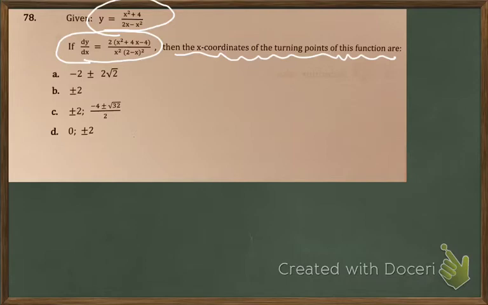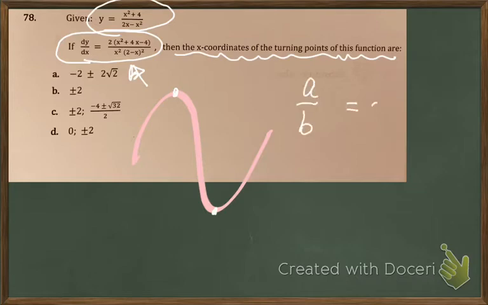Here's the key. Remember that considering some other function, let me just pick a cubic function, if you consider the turning points, we know that at the turning points, the derivative is equal to naught. But if the derivative is a fraction, remember that if a over b is equal to naught, then a has to be equal to naught. The numerator has to be naught for the fraction to be naught.